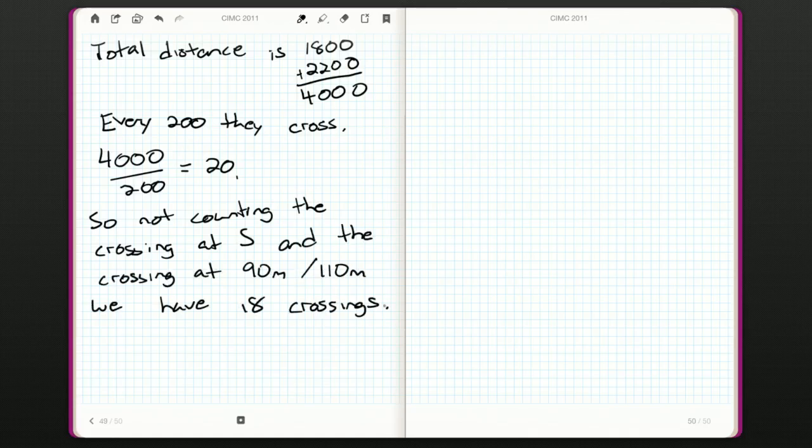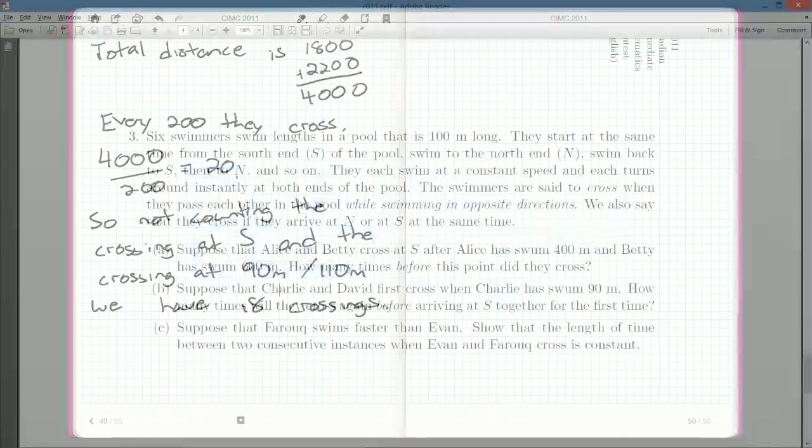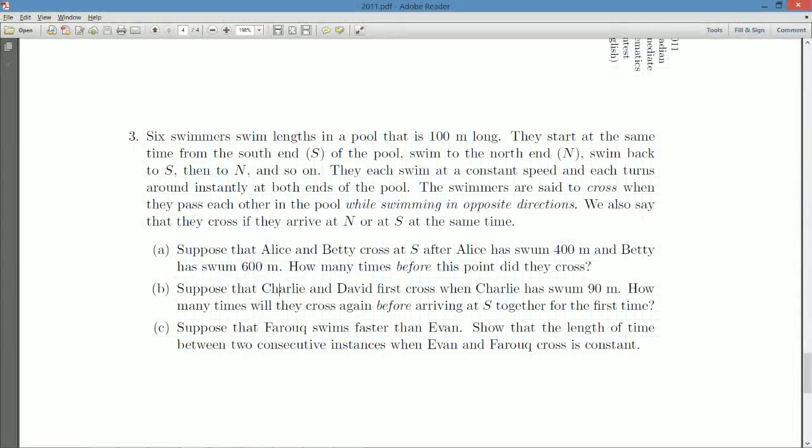We have 18 crossings. And we could probably actually figure out exactly when all of them are. But I think the question just asked, how many times will they cross again? So again meaning after this first time. So we don't include the first time, and before arriving at S together, so we don't include that last time when they meet at S together. So 20 minus 2, 19.